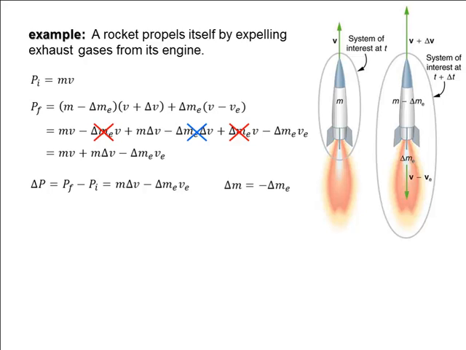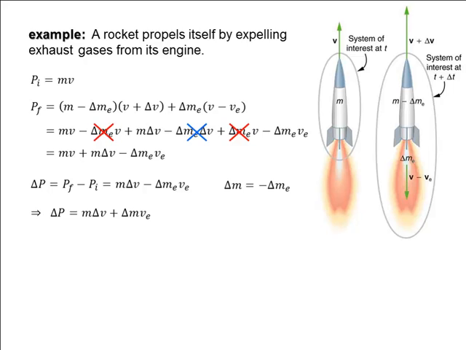We want to write everything in terms of just the mass of the rocket itself. So delta m, the change in the rocket's mass, is equal to negative delta me, the change in the mass of the exhaust. In other words, if the amount of exhaust is increasing, the mass of the rocket itself is decreasing. This is really the only subtle point. We want to write delta p for the system only in terms of the mass of the rocket. We want to get the mass of the exhaust out of there. That leaves us with this expression, which is strictly in terms of the mass of the rocket itself.